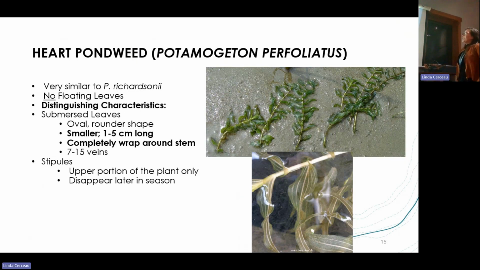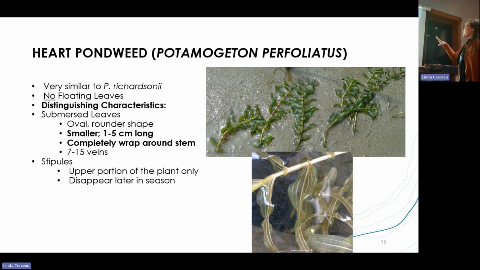You have heart pondweed. So this is very similar to Richardson's pondweed or clasping leaf pondweed, which we'll talk about next. But this one has no floating leaves, so it doesn't produce floating leaves like lilies or anything like that. This is completely a submersed plant. So they have more oval or rounder shaped leaves. And they're typically a bit smaller with the leaf overall.